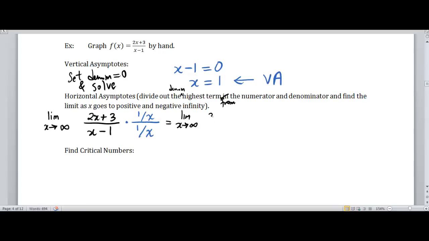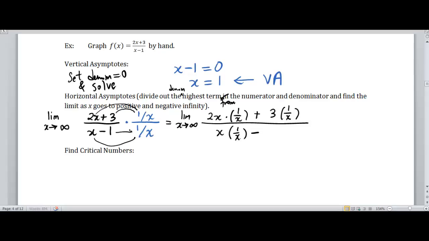Now let me put this intermediate step in there. Since this is the first time we're doing this, you don't have to put these steps in every time. So we get 2x times 1 over x, and then 3 times 1 over x. Remember, you have to distribute this to all terms. And then x times 1 over x, minus 1 times 1 over x.